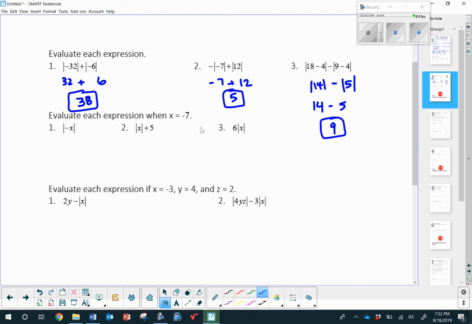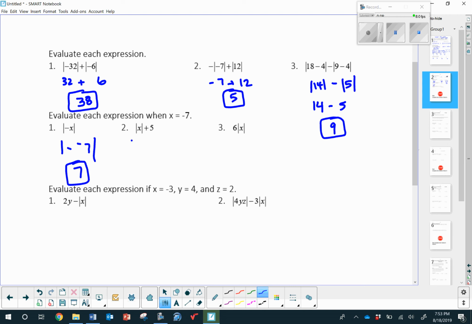All right, we're going to do the same thing in the next two sections. However, now it's giving us a value for a variable. So it's telling us that x equals -7. Wherever you see an x, you have to write -7, not just +7. So here we have the opposite of -7. This negative sign here means opposite. So we have a double negative, but we know that within our absolute value bars, anything has to be positive. So my answer is just 7.